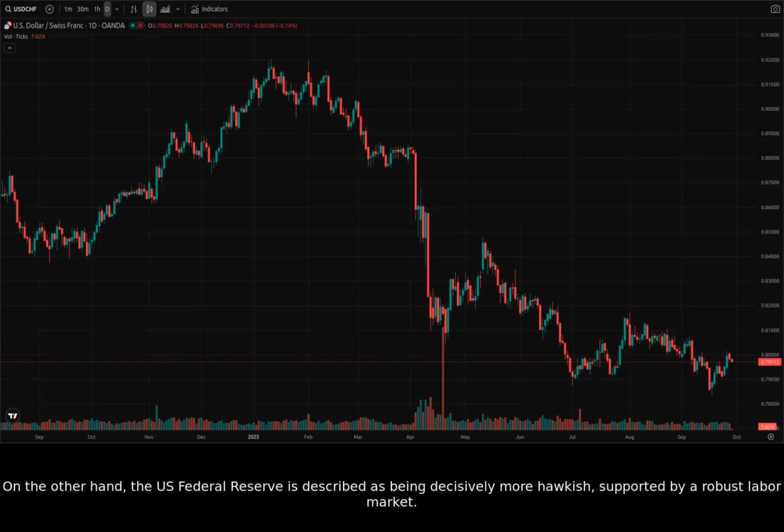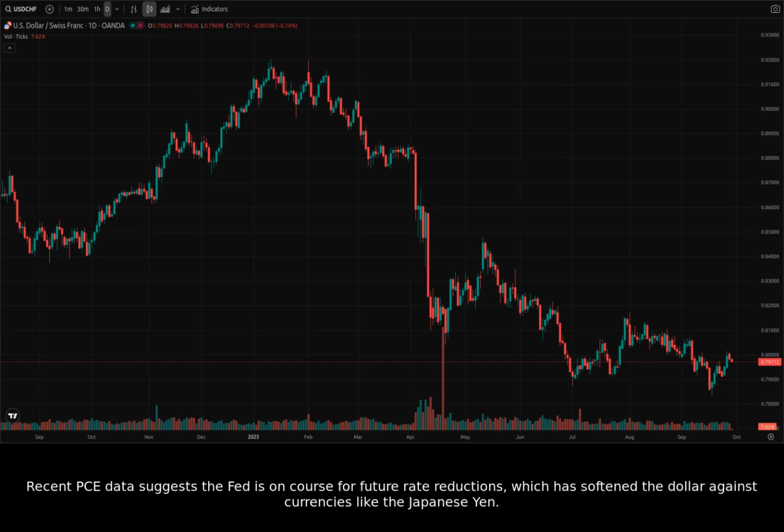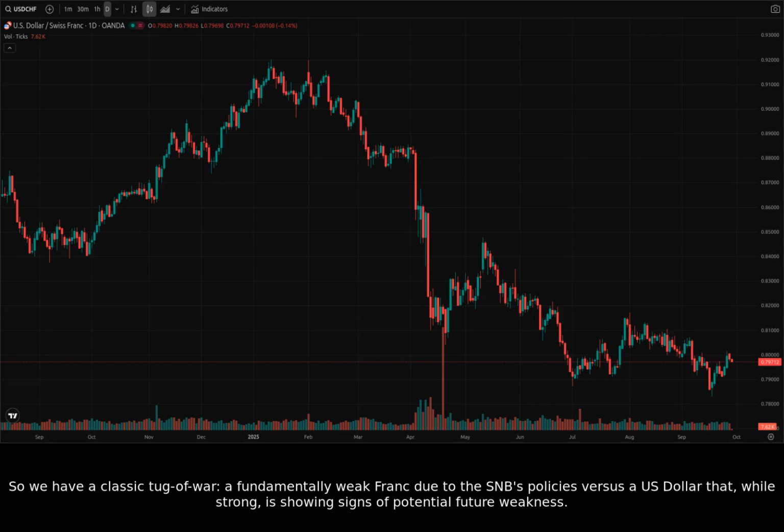This persistent dovishness from the SNB is a fundamental long-term weak point for the Swiss franc. On the other hand, the U.S. Federal Reserve is described as being decisively more hawkish, supported by a robust labor market. However, the picture for the U.S. dollar is becoming more nuanced. Recent PCE data suggests the Fed is on course for future rate reductions, which has softened the dollar against currencies like the Japanese yen. Furthermore, gold has been advancing against the dollar amid increased bets on these future Fed rate cuts. So we have a classic tug-of-war, a fundamentally weak franc due to the SNB's policies versus a US dollar that, while strong, is showing signs of potential future weakness.